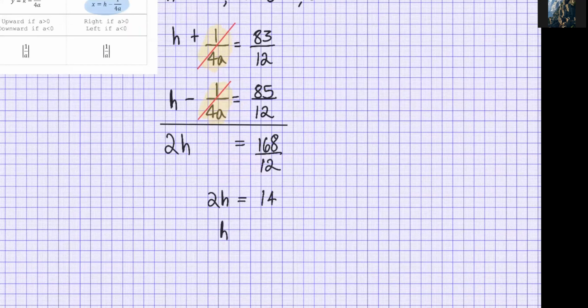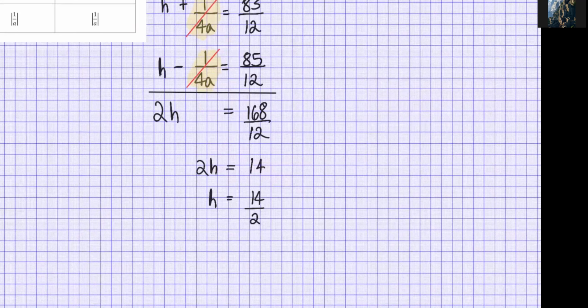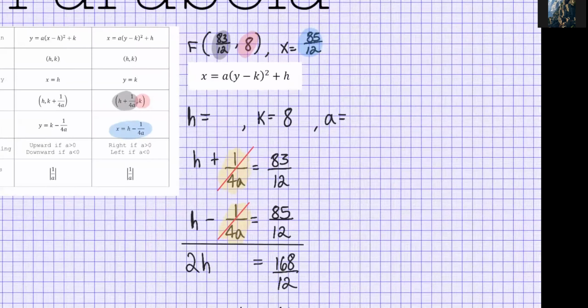That means that h will be 14 divided by 2. That means that h is 7. So we have our coordinate for the horizontal position. And now we're just missing the value for A. Now in this case, we can use the directrix, since we already have the value for H. We could use the focus one, but it's exactly the same. So it doesn't matter which one you will use, you will get to the same answer.